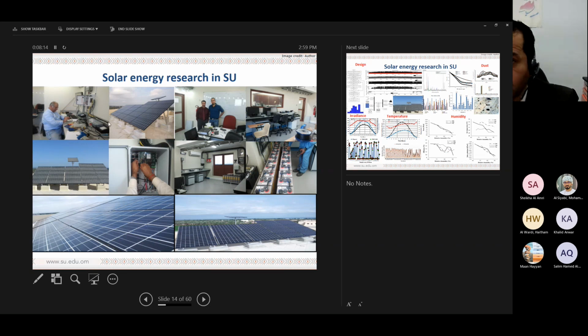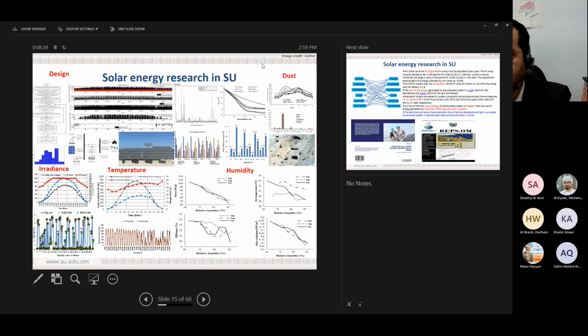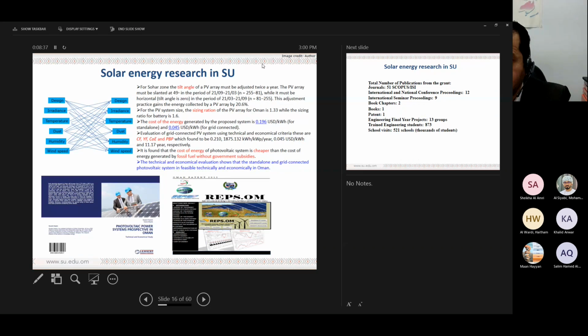Some of my colleagues were also working with me at that time, as you can see here, and we got, let me say, a lot of results through the years. We looked at the design and the effect of irradiance, temperature, humidity, and dust, and we tried to link between them. Many results have been published, as I will mention later.